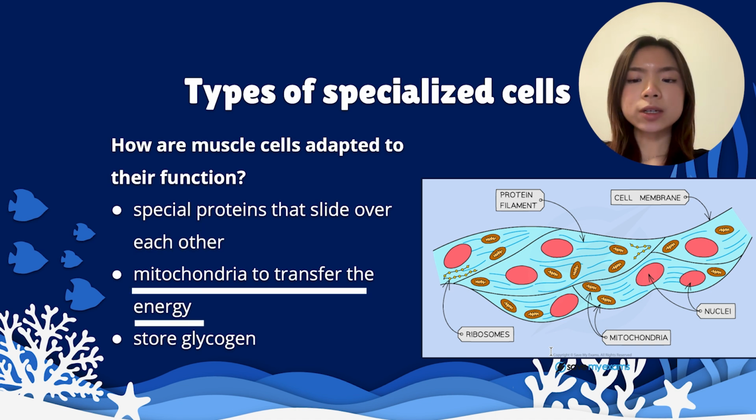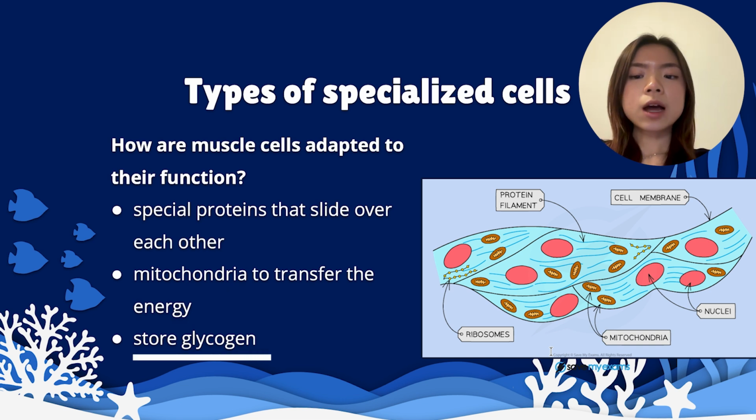The second adaptation is that they contain lots of mitochondria. Again, similar to the other cell we were talking about, mitochondria is the powerhouse of the cell. This helps to produce lots of energy, and the energy is needed for chemical reactions to occur as the cell contracts and relaxes. Lastly, another adaptation of muscle cells is that they can be used to store glycogen. Glycogen is a chemical that can be broken down and used during cellular respiration by the mitochondria. And respiration occurs in order to obtain energy, and this energy is required for the fibers to contract and relax.